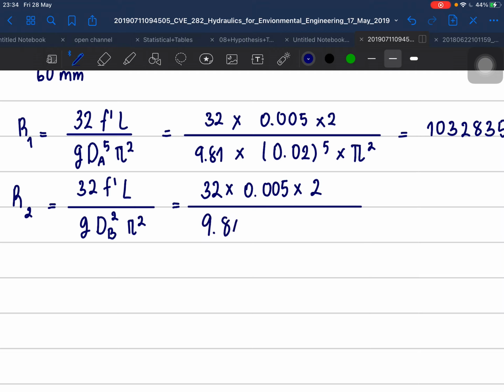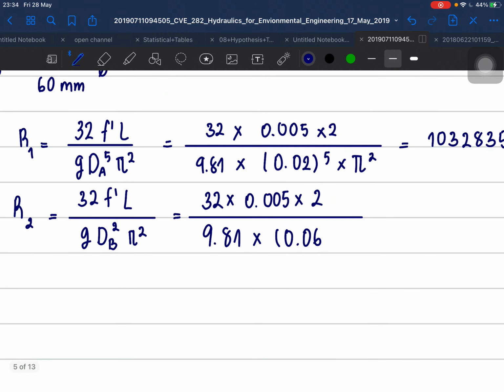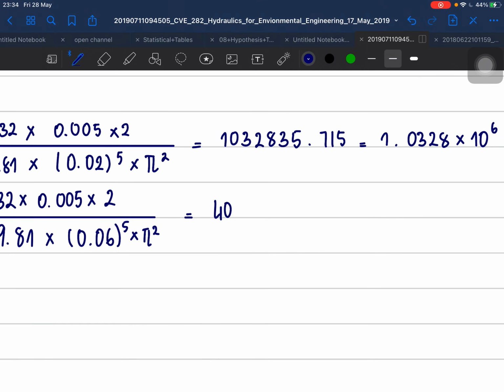9.81 times 0.005, 0.06 because it's 60 millimeters. Okay, I'll say the length is equal to 2 meters each. 5 times pi square. The answer is, oh, that's great. I only need to change the d here in my calculator. 6. Very nice. Oh? Why are the numbers going down so quick? 4250.3527.